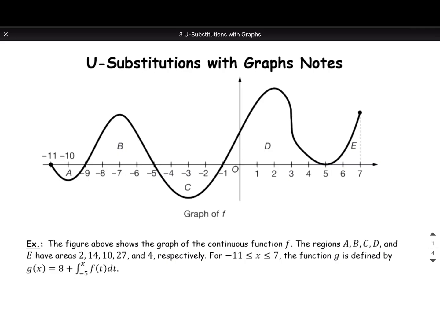Hello, my darlings. Okay, so today we're going to look at doing U substitutions, but we're only given a graph instead of a function. So this is going to be fun. All right, so let's read the stem of this problem.